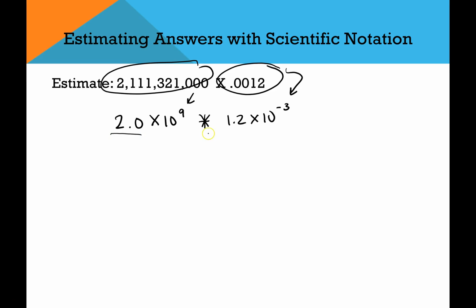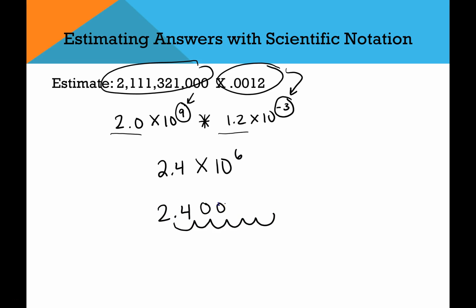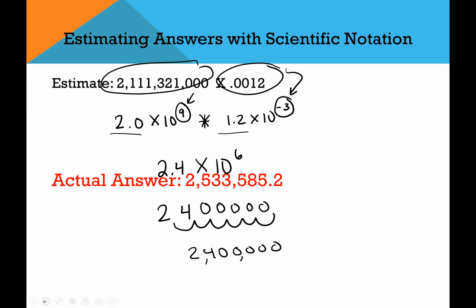All right, well, what is 2 times 1.2? Well, that's obviously 2.4. And then it's going to be times 10. Well, what is 9 plus a negative 3? Well, that's going to be a 6. So now I'm going to take this 2.4 and I'm going to move my decimal over 1, 2, 3, 4, 5, 6. All right, and then that's going to become 2, 4, 0, 1, 2, 3, 4. And then put your commas, and I'm left with 2.4 million. And the actual answer is 2.5 million, but we were just estimating.